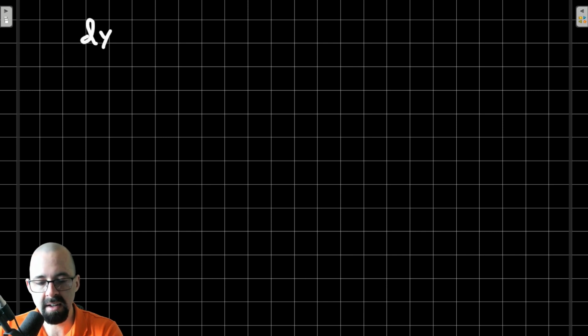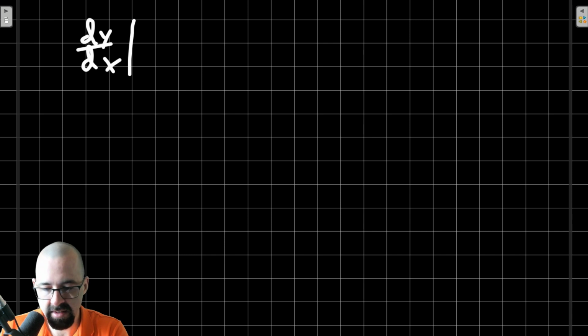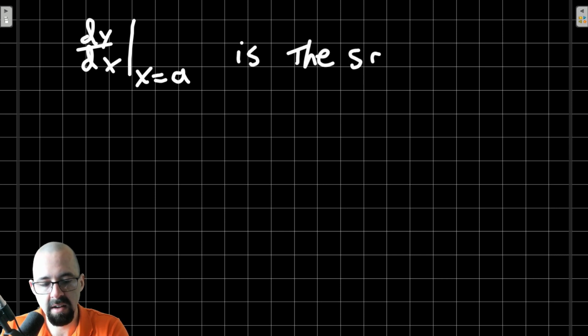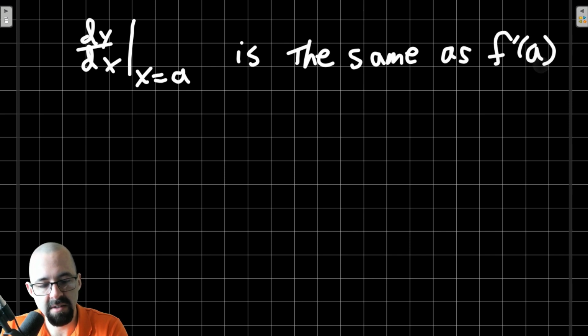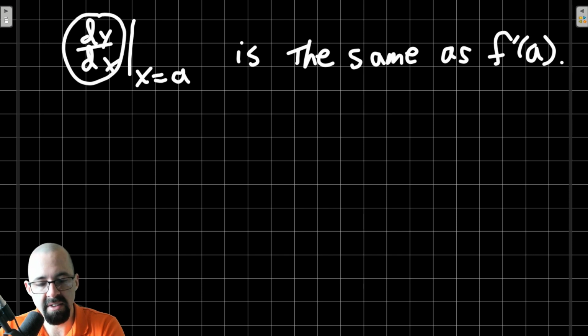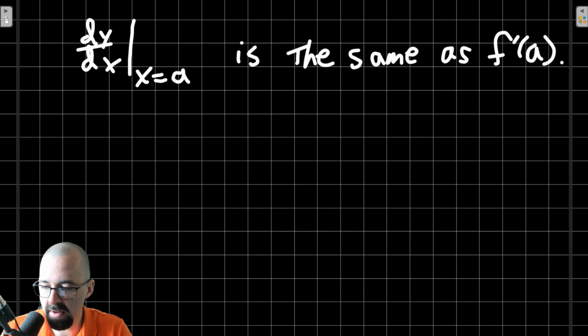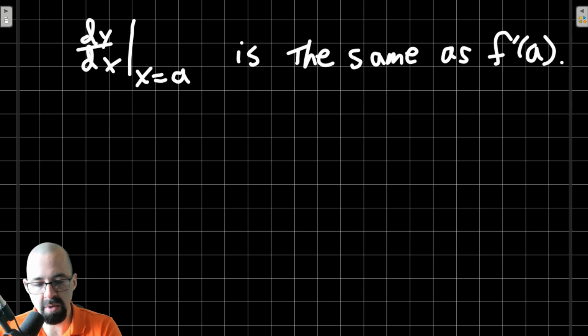So dy dx evaluated at x equals a is the same thing as f prime at a. So again, just different notations here. This right here is the derivative, and this vertical bar means we evaluate it at x equals a. All right, so let's get going and use that with example 2.